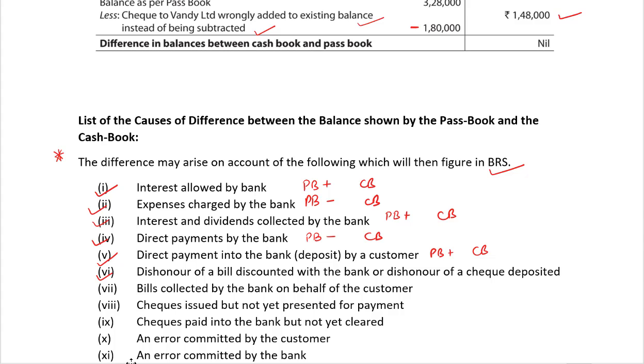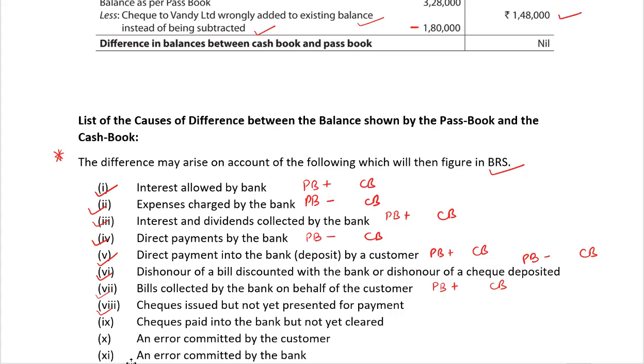Sixth point, dishonor of bill discounted by the bank and dishonor of check deposited. So on dishonor of a bill, maybe the discounting charge is also charged, so it would be deducted by the bank, and later on the adjustment needs to be made in the cash book. Bills collected by the bank on behalf of the customer. So in the passbook it would be added and later on adjustment is to be made in the cash book.